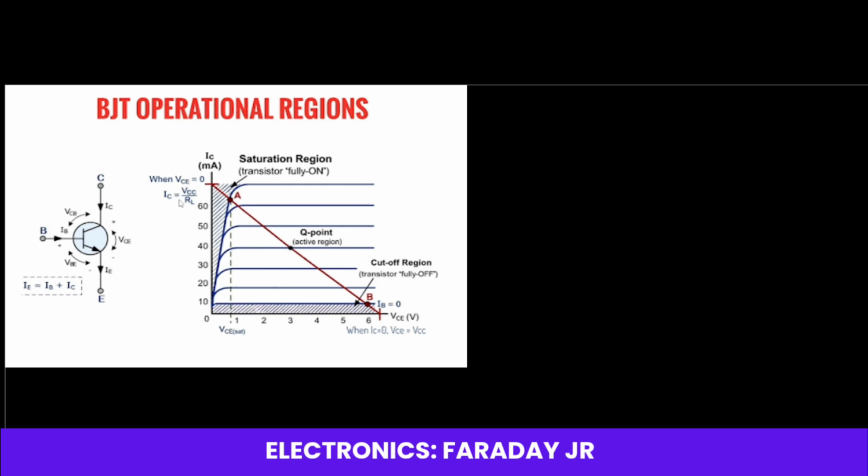Today's topic is one of the most important concepts in electronics, which of course is the BJT operational regimes. Have you ever asked yourself how a transistor knows when to act as a switch and when to act as an amplifier? Then you are watching the right video. At the end of this lesson, you will understand the cutoff region, the active region, the saturation region, the DC load line, and the famous kill point. So grab your notes as we begin.